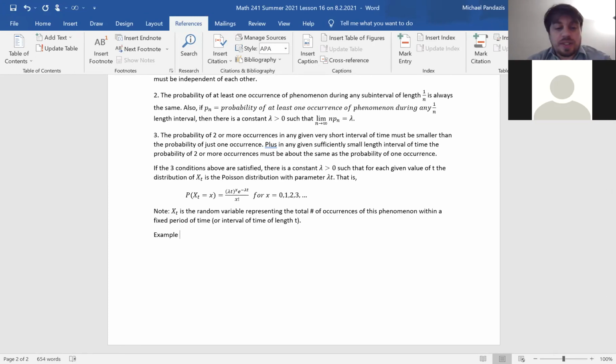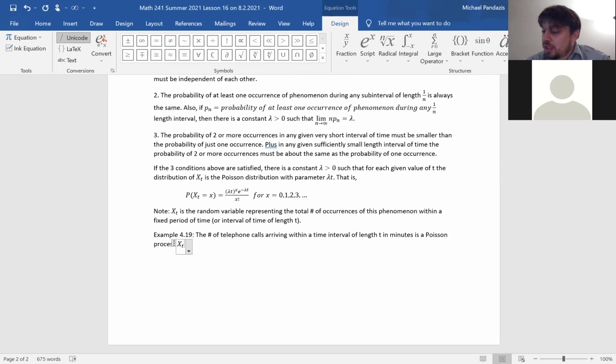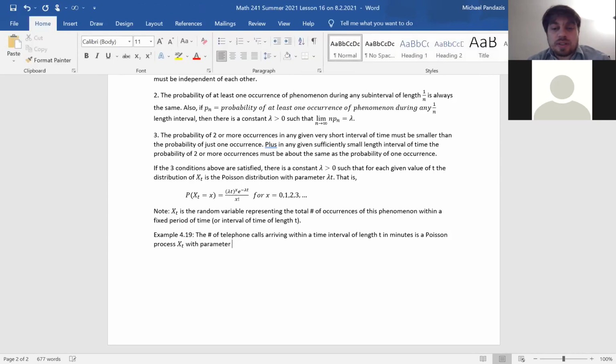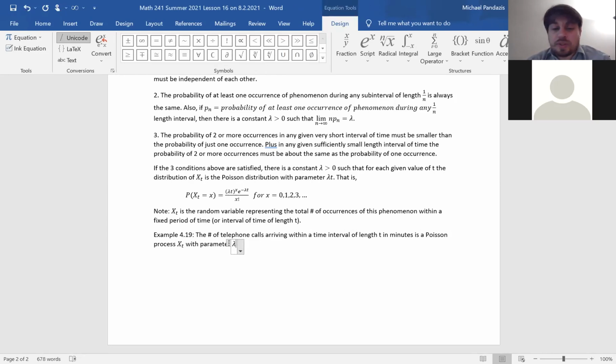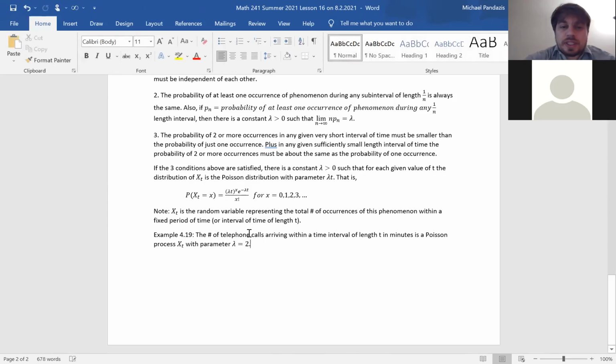So let's do an example of this. Example 4.19. The number of telephone calls arriving within a time interval of length little t in minutes is a Poisson process x sub t with parameter lambda, which equals 2. So the phenomenon here is a telephone call. We have the number of telephone calls arriving within a time interval of length t in minutes. It's a Poisson process x sub t with parameter lambda equals 2. Note that the phenomenon here is a telephone call.